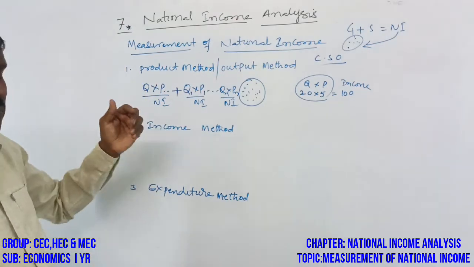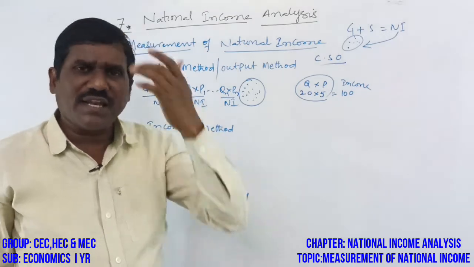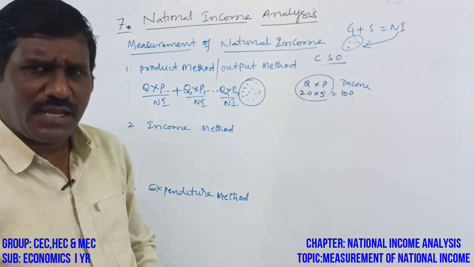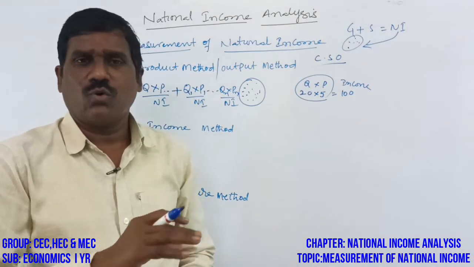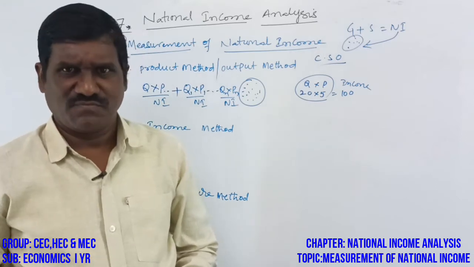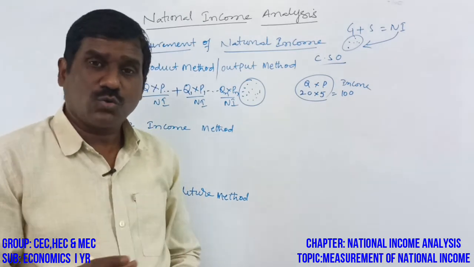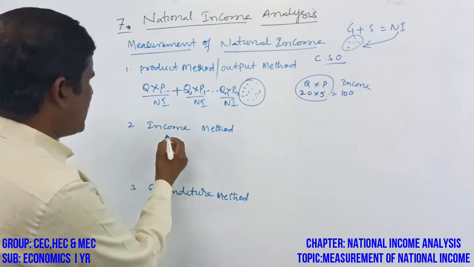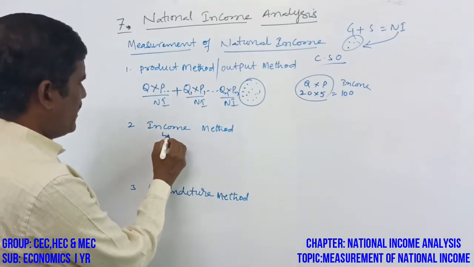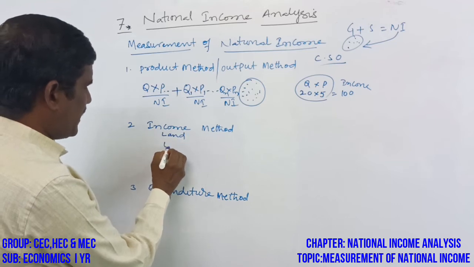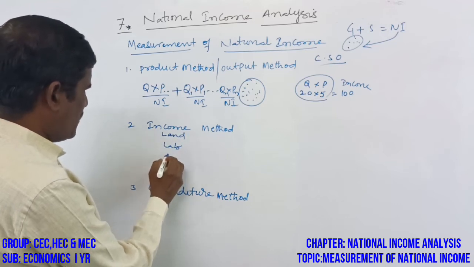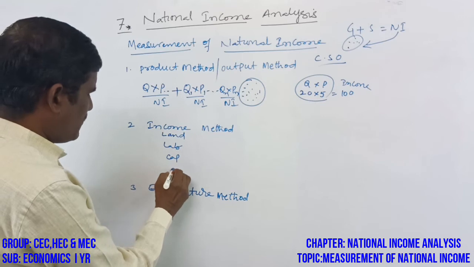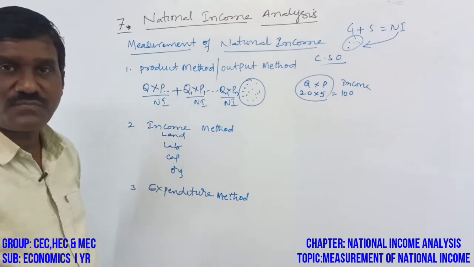And go to the second method, the income method. The income method means the income which is earned by the total factors of production. For example, how many factors of production are there? Four are there. One is land, second labor, third capital, and fourth organization.